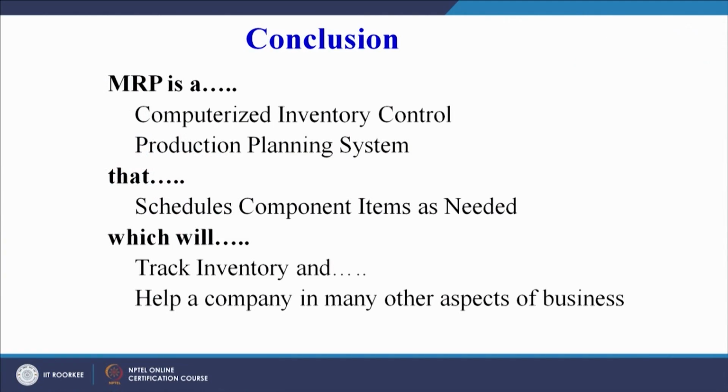So finally we can conclude our discussion on MRP, as that MRP is a computerized inventory control as well as production planning system that schedules component items as needed, which will track inventory and help a company in many other aspects of business. So it is a computerized materials management system as well as helps us in the production planning also, and it will help us minimize the human intervention in the material management function of operations management.